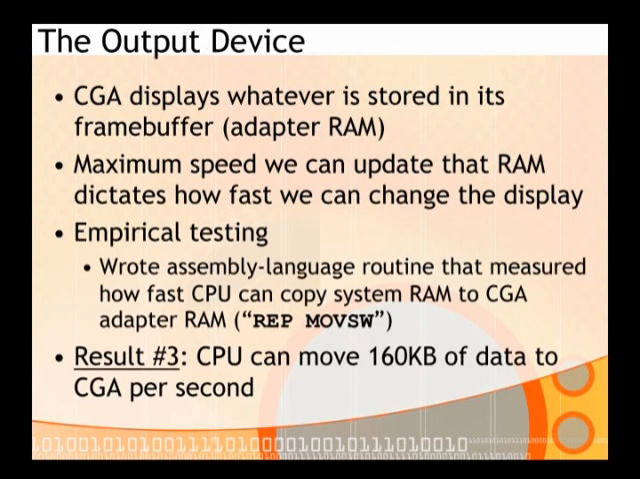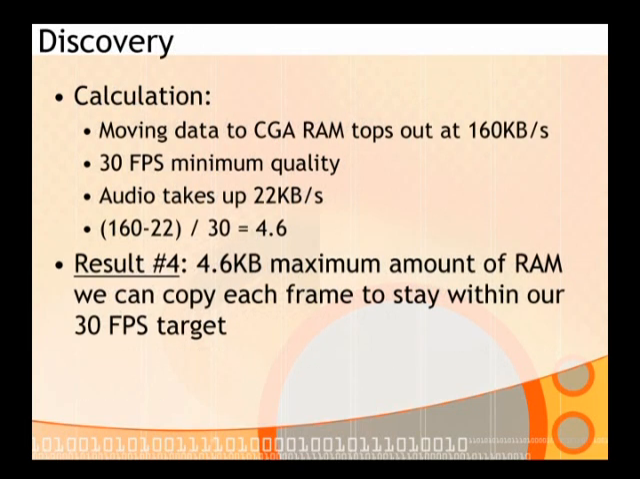So then we moved to the output device. To determine what was possible, let me give you a small history of CGA here. CGA is a memory adapter that has a little bit of RAM on the card, and it is constantly scanning that RAM, and whatever is in that RAM is what's displayed on the screen. So essentially, however fast we can update that RAM is how fast we can change the contents of the screen. So some more empirical testing, I wrote a small assembly language routine that measured how fast the CPU can actually move data into the CGA adapter RAM, and came up with 160K of data per second moving to the CGA card.